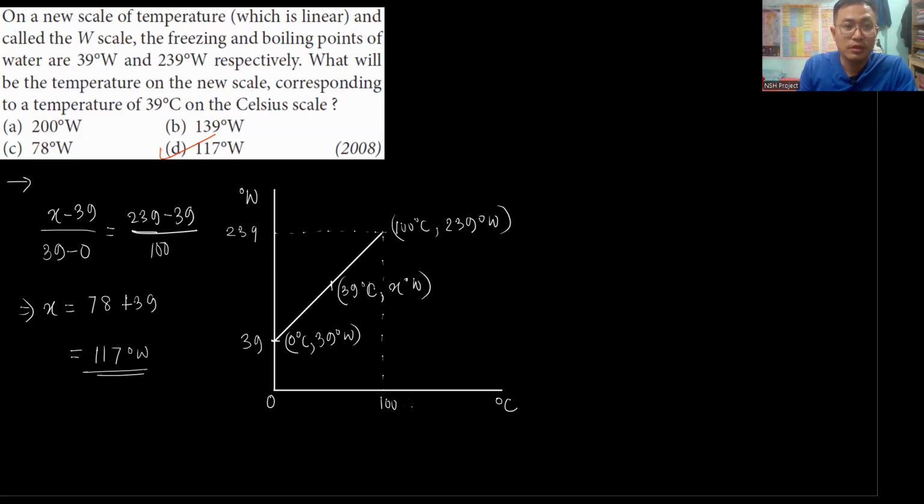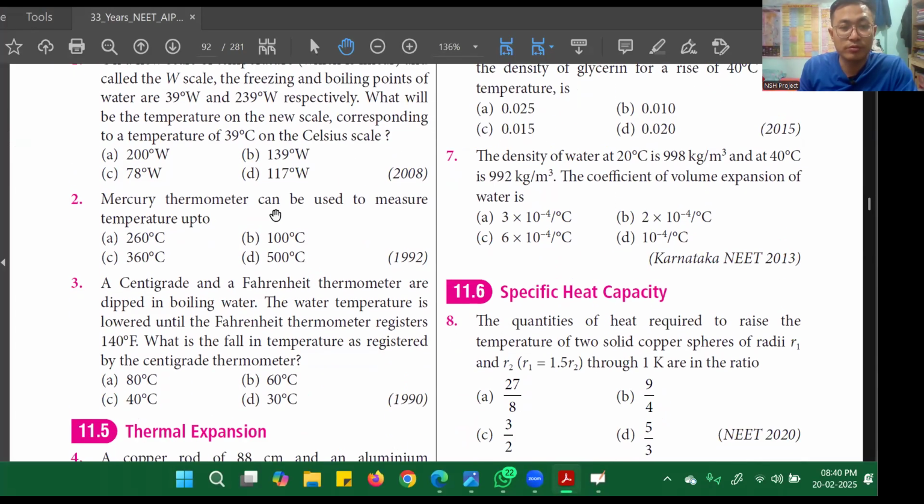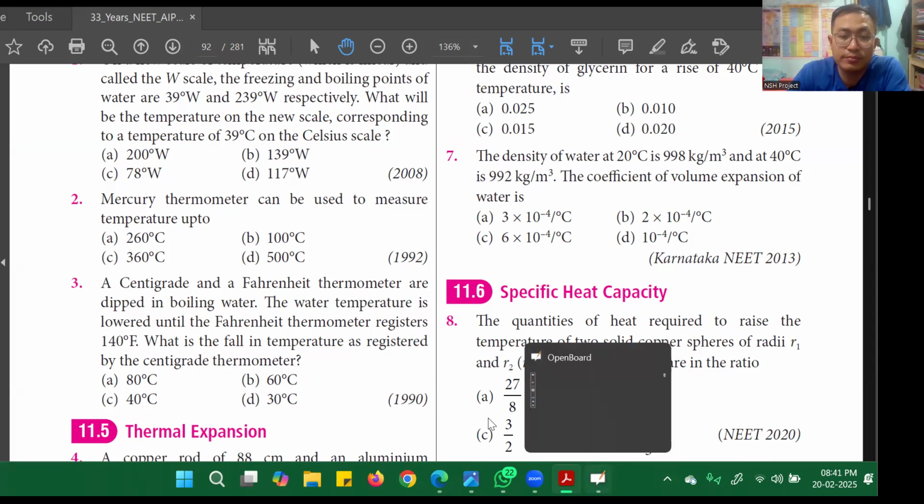So let's continue. Question number 2. A mercury thermometer can be used to measure temperature up to what? The options are 260 degrees Celsius, 360 degrees Celsius, 100 degrees Celsius, and 500 degrees Celsius. Up to what temperature, specifically? Which one does mercury reach?